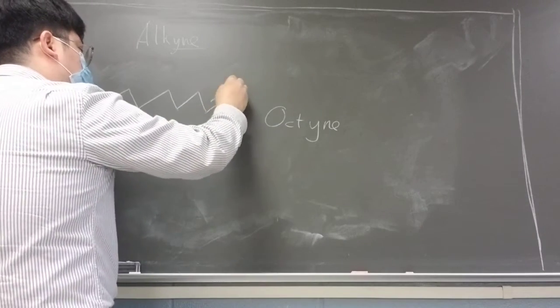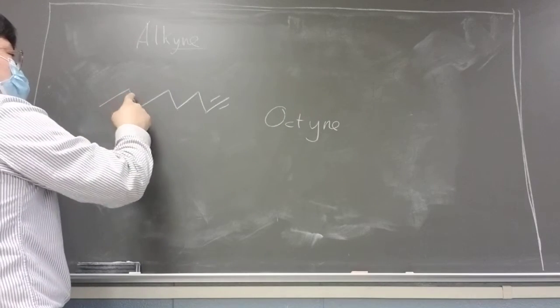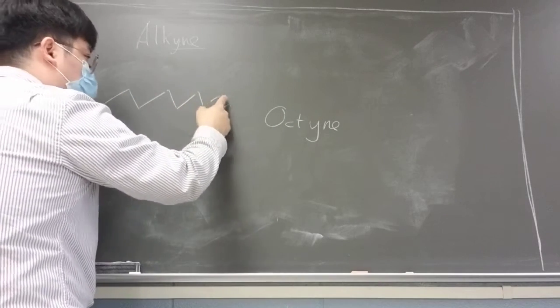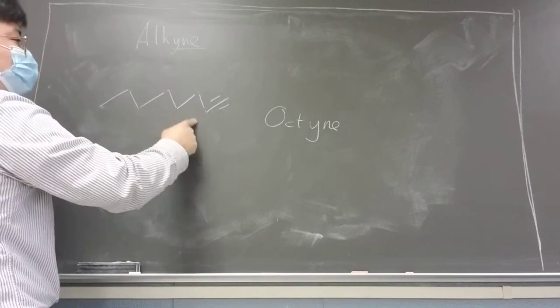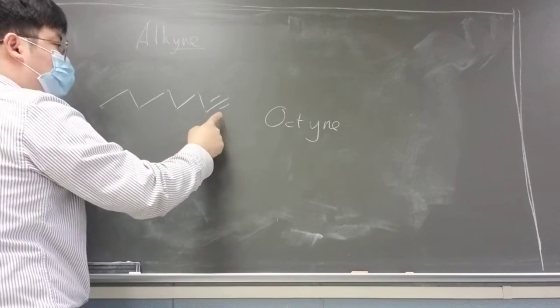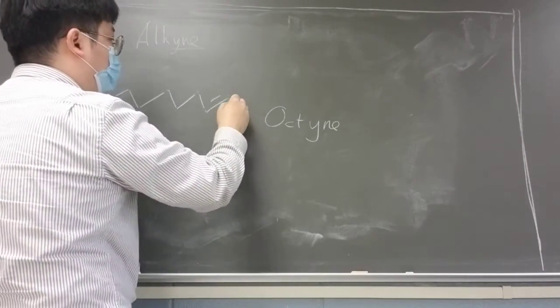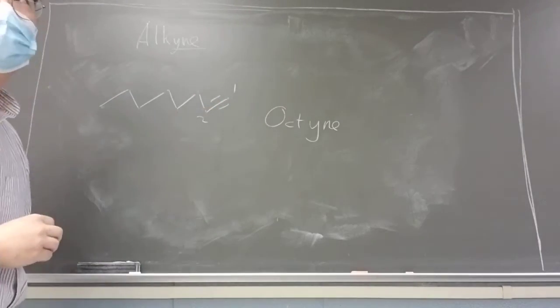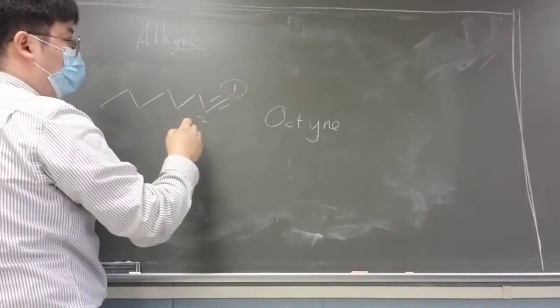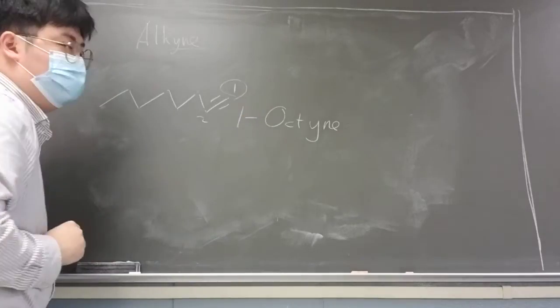So you're going to count the carbon from here, 1, 2, 3, 4, 5, 6, 7, 8. To give the minimum possible number for the location of the triple bond, it would be 1. This is between the 1 and 2 carbons here. I'm going to choose 1, which is lower than 2, so it's 1-octyne.